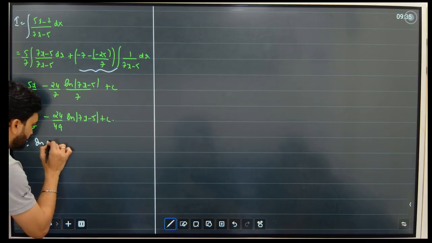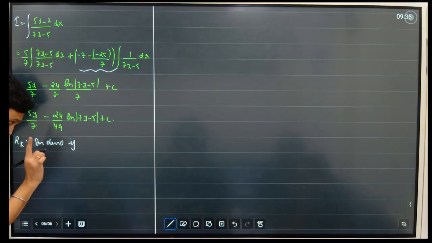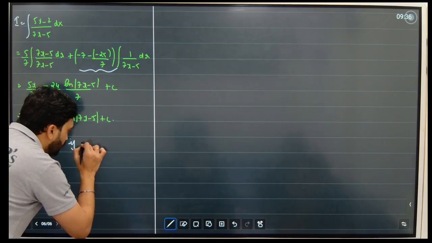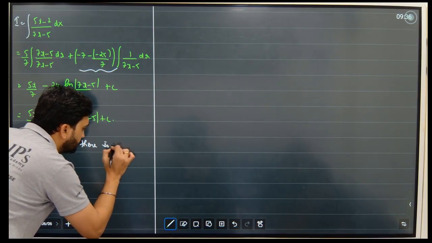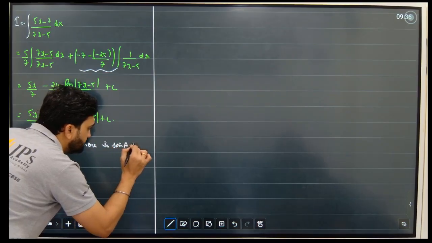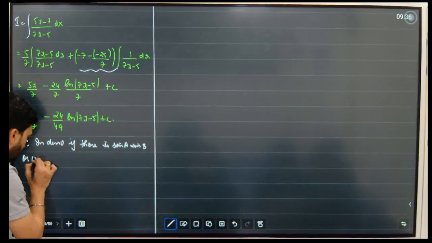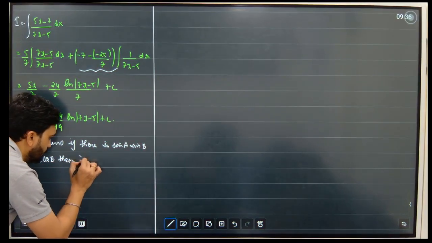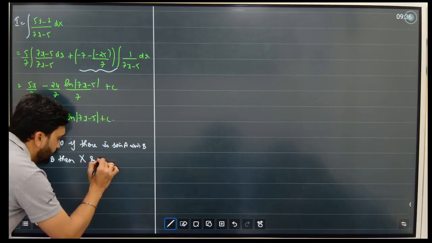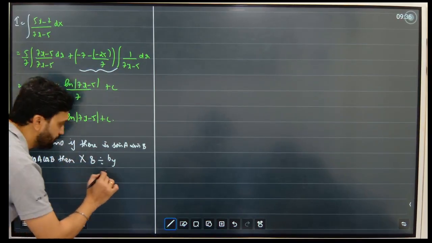In the denominator, if there is sin A sin B or cos A cos B, then multiply and divide by sin.